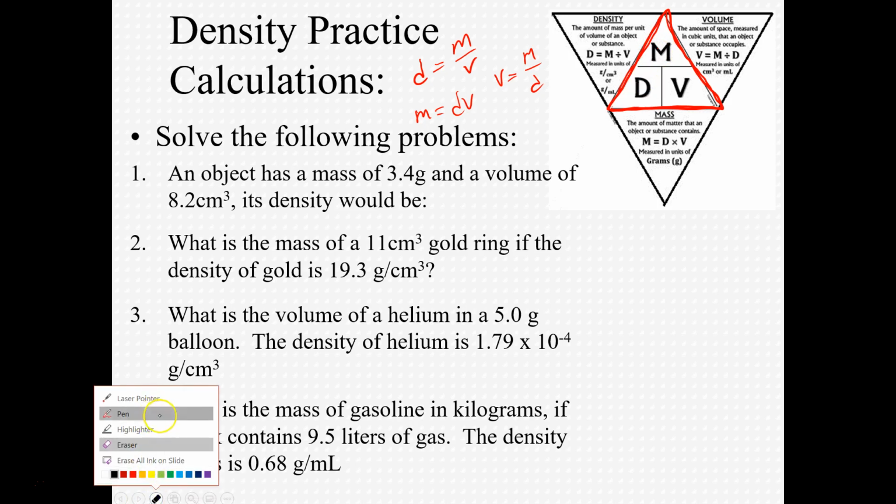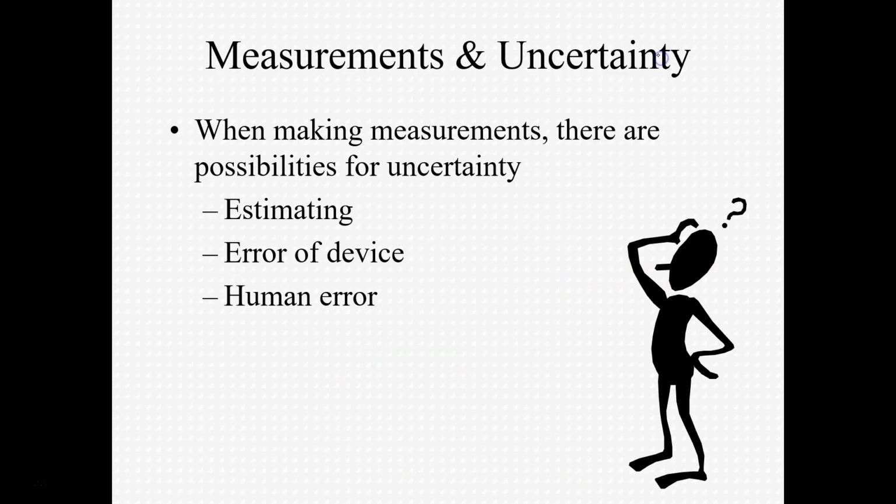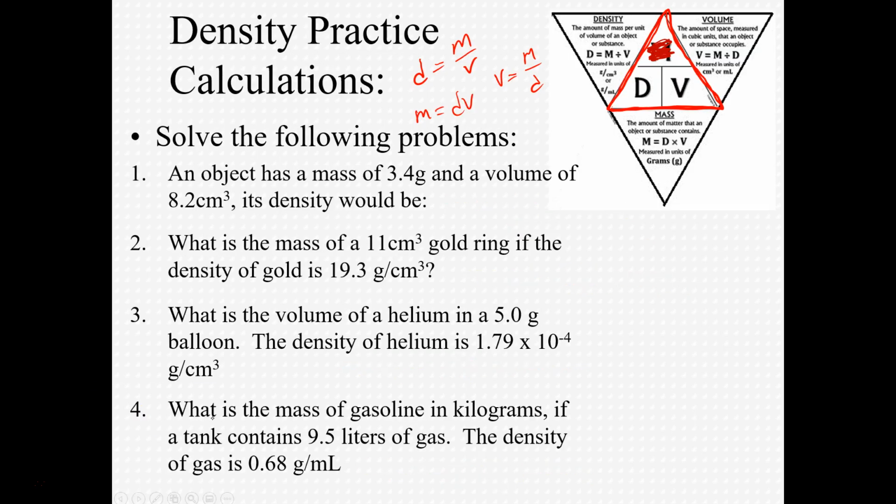Now let's say instead I want to find out what the mass is. All I have to do is cover up the mass, and I see density and volume are next to each other, so to get the mass, all I have to do is take density times volume. Pretty cool. And then finally, just to walk you through all three of them, let's say I wanted to find out what the volume of something is.